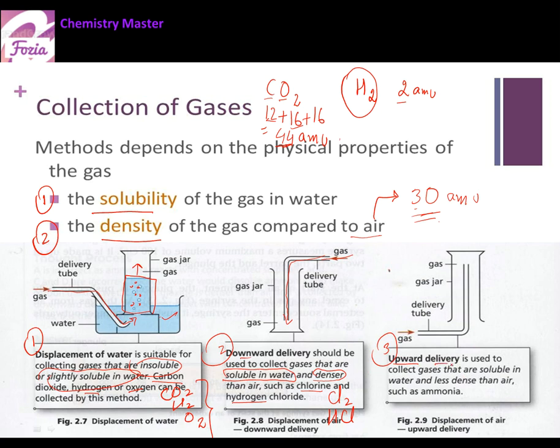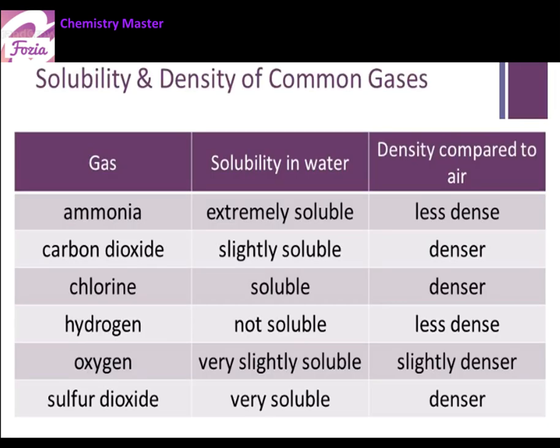Now you must have understood this method, why we are collecting it upward. The third method is upward delivery. Gas is coming and collected upward and is filling up the jar, as it is soluble in water and less dense than air. That's why it is collected through rising. So ammonia is the gas which is collected this way. So this is not just to memorize. Now you have to apply these small facts to write the answer, to give the logic of that question.